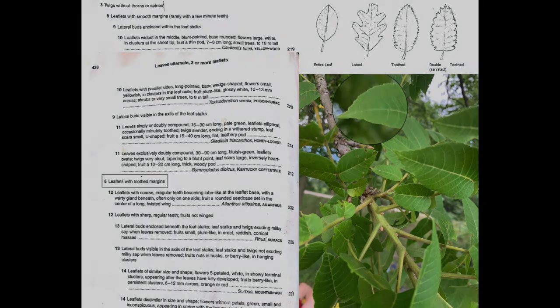Option 12, leaflets with coarse irregular teeth becoming lobe-like at the leaflet base, with the warty gland beneath, often only on one side, fruit a rounded seed case set in the center of a long twisted wing, or leaflets with sharp regular teeth, fruits not winged. You can see that the fruit is not winged, and I would also say that the teeth are regularly toothed, so we will choose the second option.